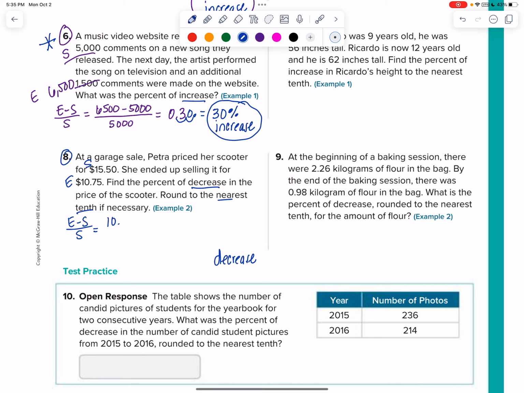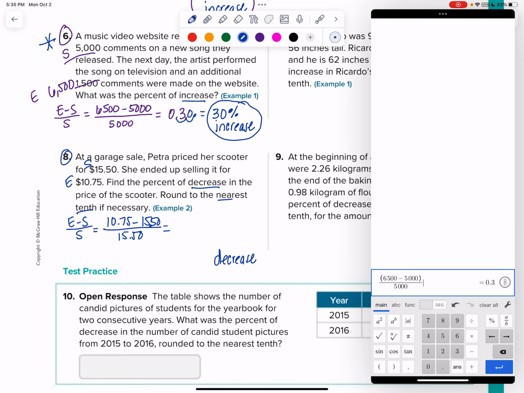The end was 1075. The start is 1550 over 1550. So end minus start over start. Let's go ahead and calculate that out now. So in parentheses, 1075 minus 1550 divided by the start, 1550, okay, and we end up with a decrease as a decimal of negative 0.313, and so on. Okay, I'm just going to stop there.